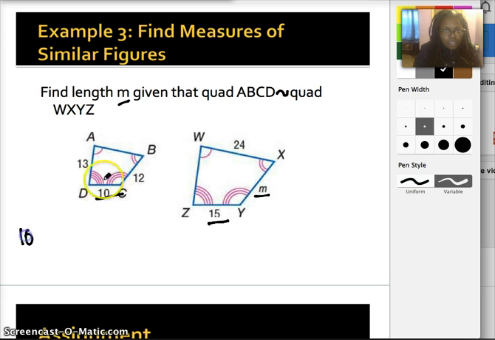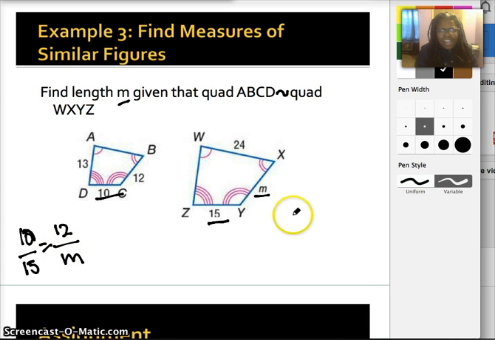So 10, small quadrilateral, to large quadrilateral 15 is the same as... so I've used what I've got to get what I want. I want M. What corresponds with M? This side CB. So I'm going to say, again, small quadrilateral to large quadrilateral. I'm going to do my cross multiplication and solve this problem.